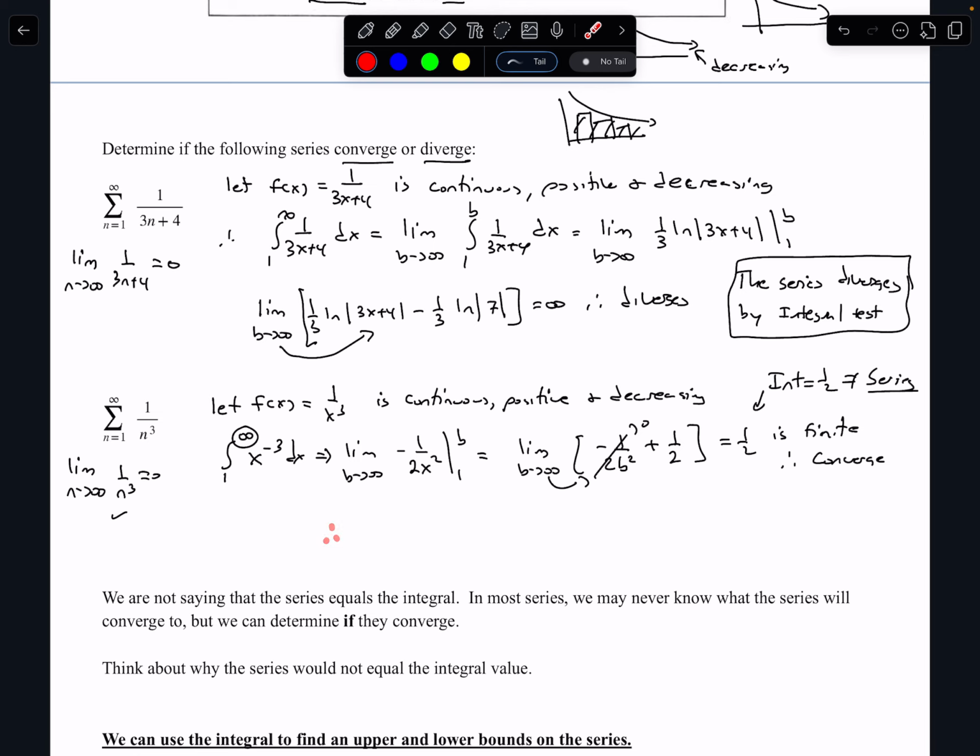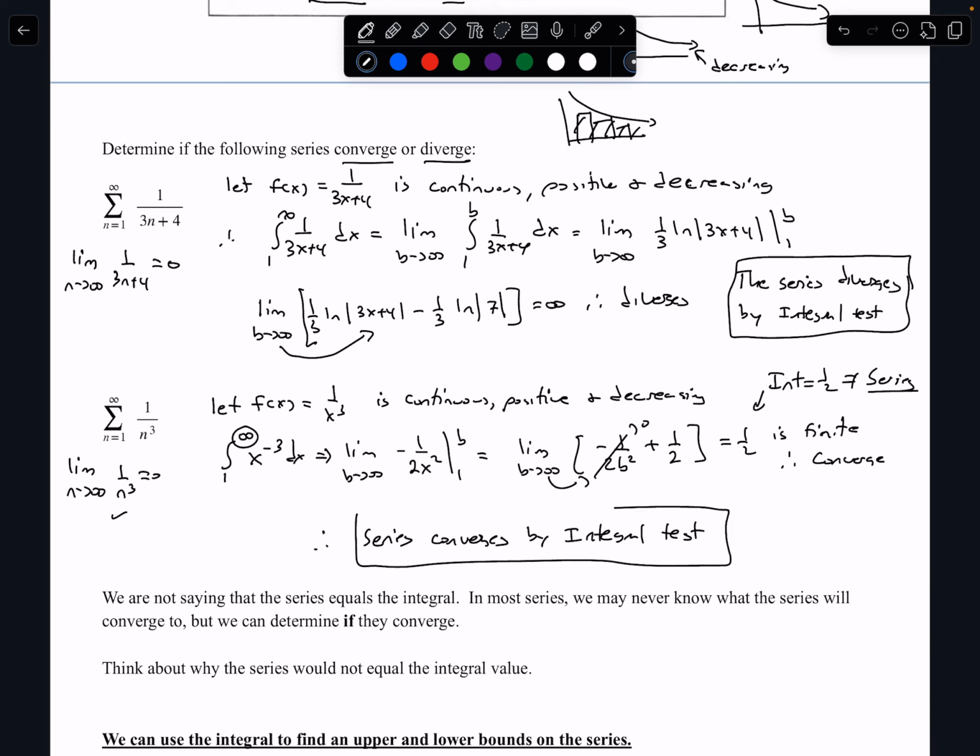So we're going to say, therefore, whoops, sorry, wrong color. Therefore, we will say that the series converges by the integral test. Now, you're going to want to say it converges to 1/2. Please avoid that evil temptation.